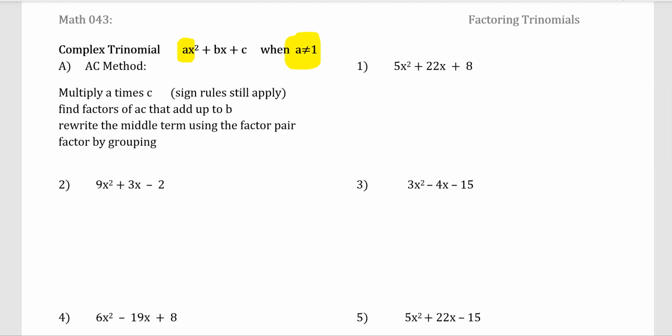And again, I'm going to draw the X for organizing my numbers. So we're going to take 5 times 8. 5 is A, 8 is C, so 5 times 8 is 40. We need the factors of 40 that add to 22. So 2 times 20 is 40, and 2 plus 20 is 22.